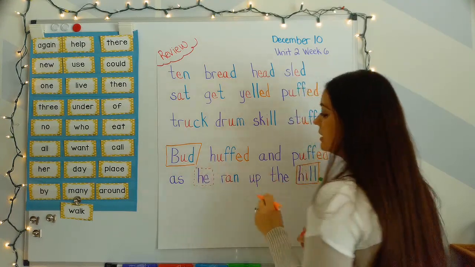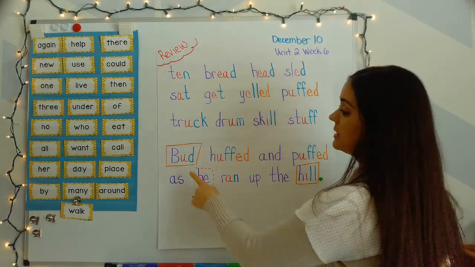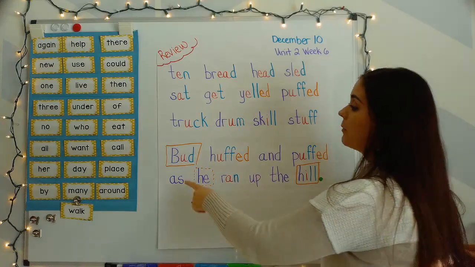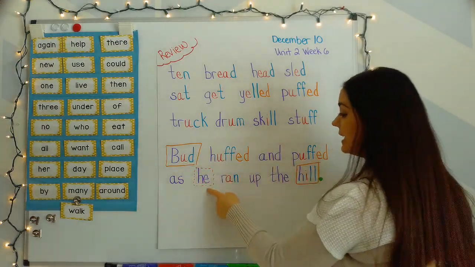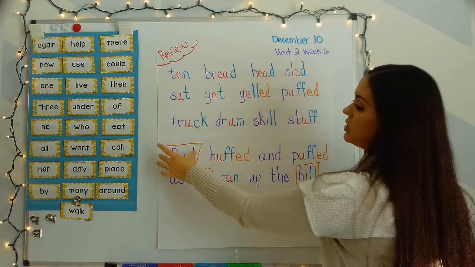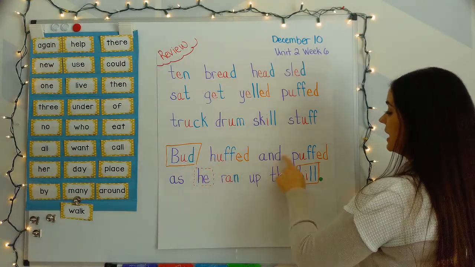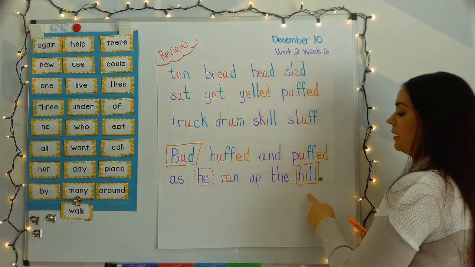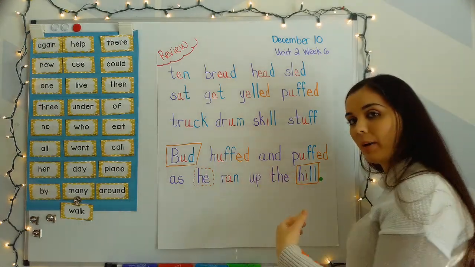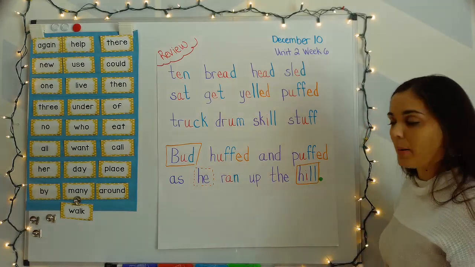Remember, a pronoun is a word that takes the place of a noun. So in this sentence, the word Bud, that is the noun. That's who this sentence is about. Bud huffed and puffed as he ran up the hill. So the he is Bud. So I could just take this word Bud and put it here also. Bud huffed and puffed as Bud ran up the hill. Now that doesn't quite, it's correct, but it doesn't quite sound right. There's a better way to say that, and we use pronouns so that it sounds better.